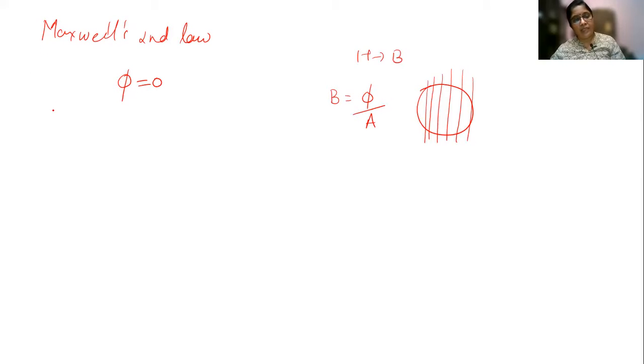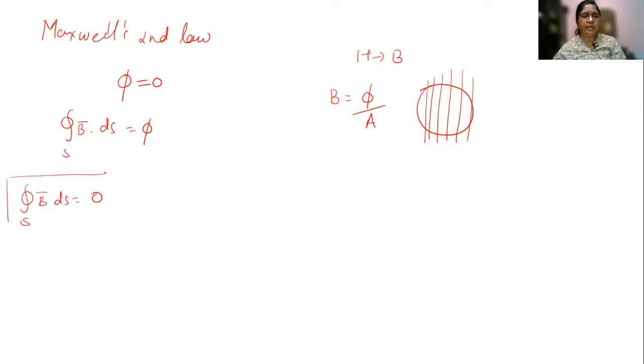Now, in terms of magnetic induction, over a surface, B dot ds is given by the flux. If ds is the area, then phi is equal to B dot A, where A is replaced by the area ds. So the surface integral of B dot ds is equal to phi. Now comparing these two equations, I can write the surface integral of B dot ds over a closed surface is equal to 0. So this is Maxwell's second equation in integral form.